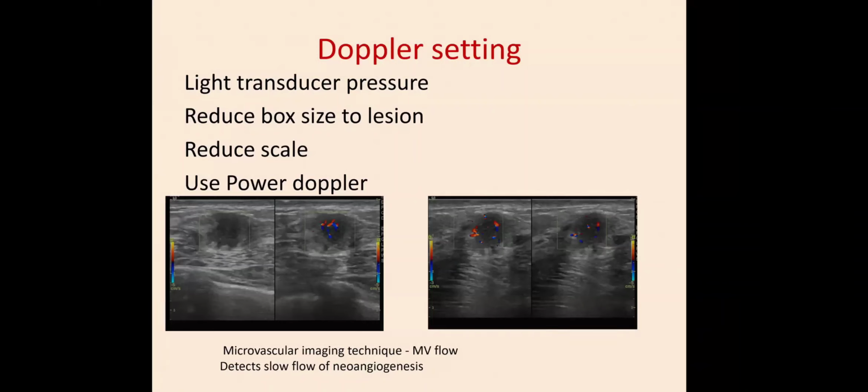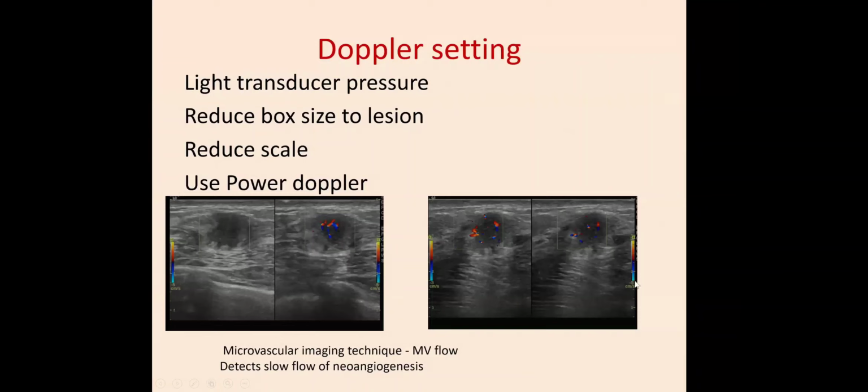Also, in case of breast cancer, there is angiogenesis and very slow flow in the vessels, so you have to adjust the settings to detect this slow flow. What can you do after detecting a lesion? If you're using color Doppler, don't press on the lesion. In this first image I have pressed a lot, and you can see I can't see any vascular flow. Once I release the pressure, I can see the flow. So use light transducer pressure over the lesion, and adjust the box size to the lesion. This will also improve your detection of color flow.